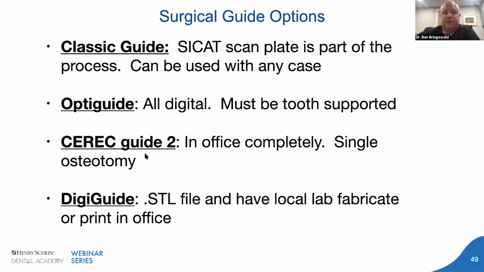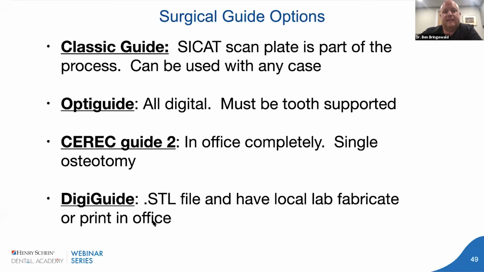The CEREC guide 2 is the guide that's actually milled right through your mill in the office completely. The limitation for that is that you can only do a single osteotomy, so only one implant. The fourth option that's there is the DigiGuide, which is essentially CCAT provides you an STL file. Then if you have the capability, you can either print it right at the office, or you can have your local lab print it for you.